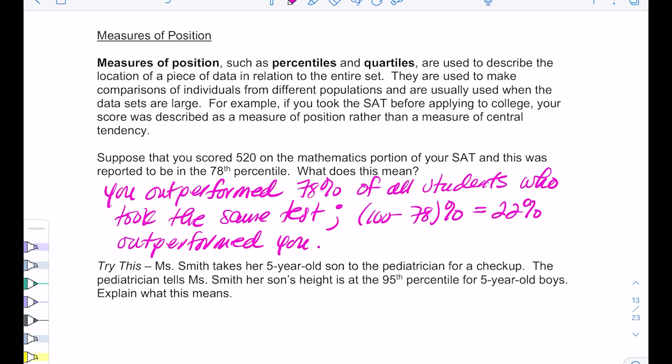Let's say Miss Smith takes her 5-year-old son to the pediatrician for a checkup, and the pediatrician tells her that her son's height is at the 95th percentile for 5-year-old boys. What does this exactly mean? So take a second and see if you can answer it. What the pediatrician's trying to say is that her son is taller than 95% of boys his age, and 5% are taller than he is.